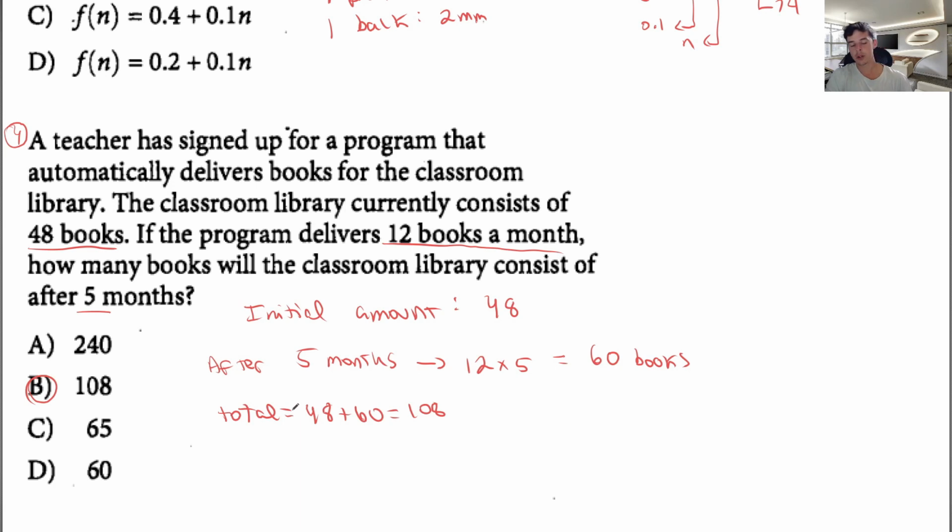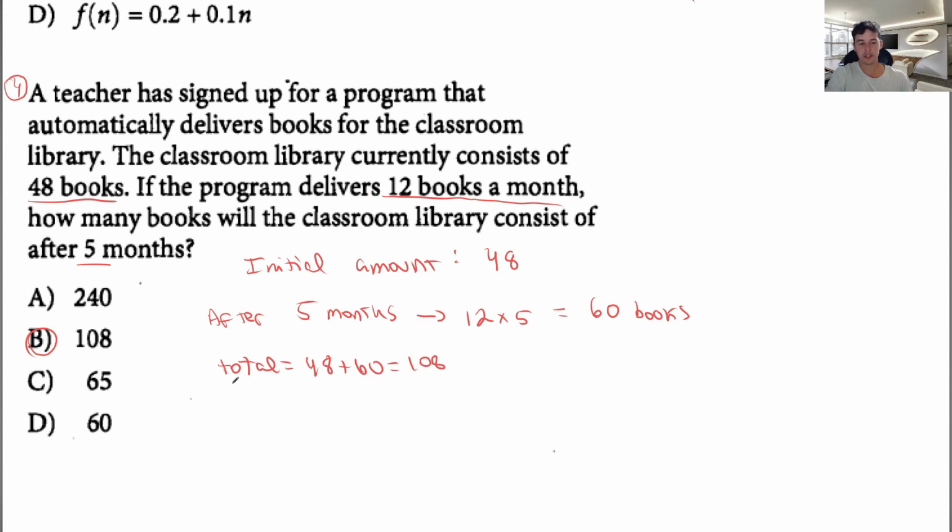B. If we wanted to get very in depth about linear equations, we could always do y equals mx plus b. So we know that y equals 12 books a month. Notice, 12 books per month. So that's the slope. Here, the rate of change that I talked about in the last question, the slopes are always rates of change, so the units are also rates of change as well. So that will be 12 times x, the number of months, plus b, which is the initial value, 48.